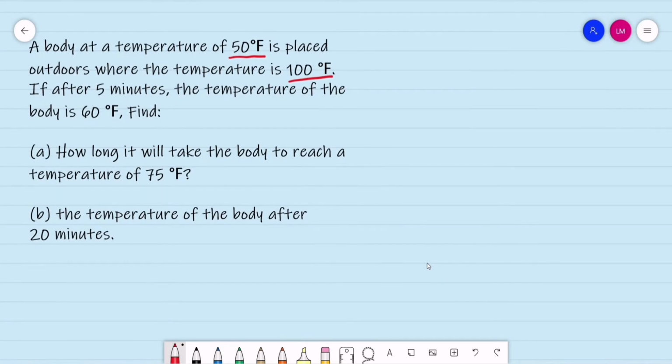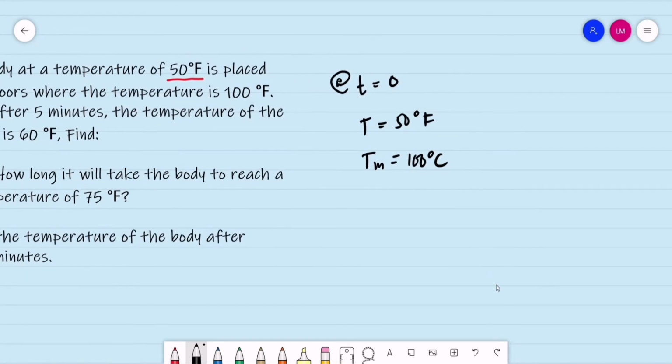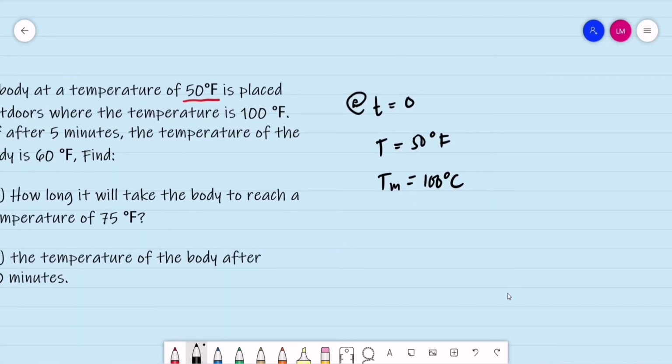If we are to observe the situation, this body has a lower temperature. So let's say this is at time equal to 0, and the temperature of the body is equal to 50 degrees Fahrenheit, wherein the temperature of the surrounding medium outdoors is 100 degrees Fahrenheit. The temperature of the surrounding medium is greater than the temperature of the body. So if we place an object in a hotter environment, it is expected that the temperature of the body will rise. So basically, this case is heating.